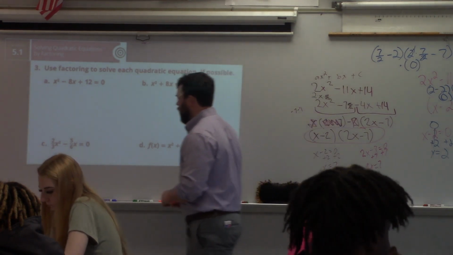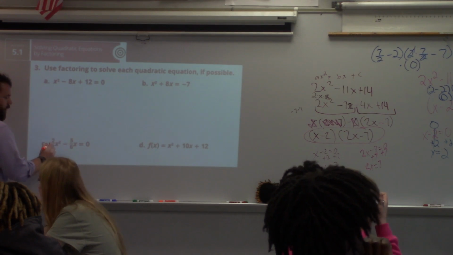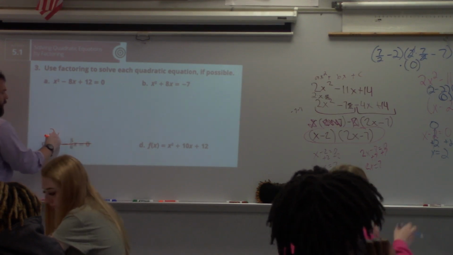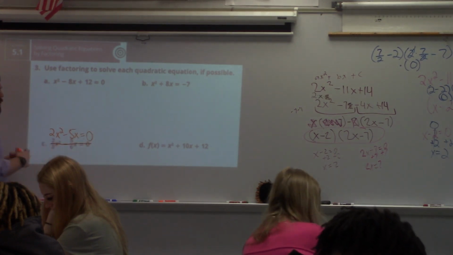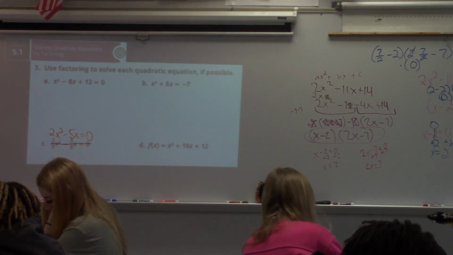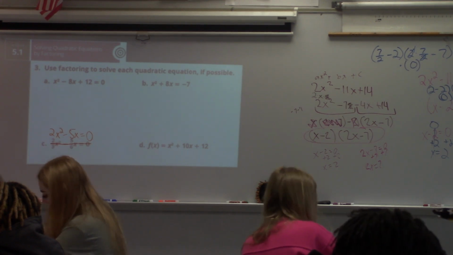First things first, I do want to make a quick change here. I want you to rewrite C as just 2x squared minus 5x equals 0. I think the fractions make it unnecessarily complicated for what I'm expecting. So just 2x squared minus 5x equals 0.